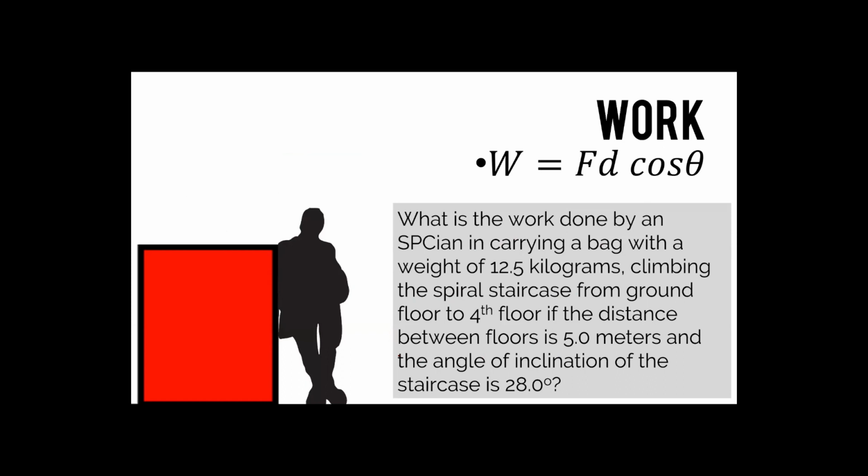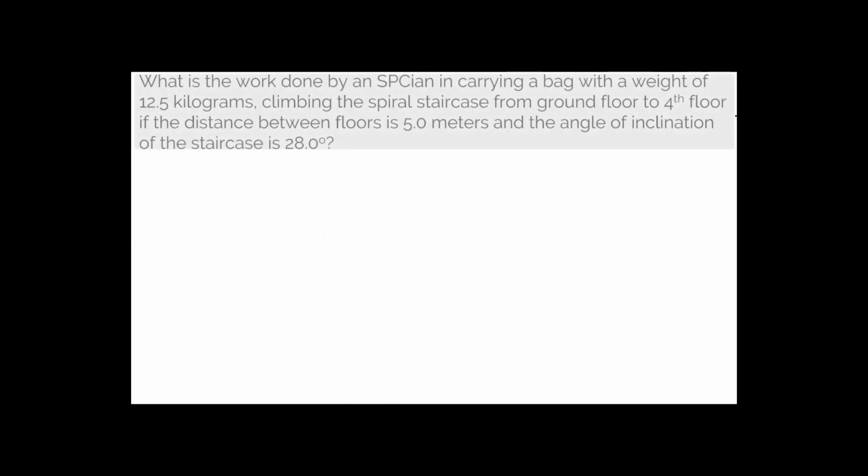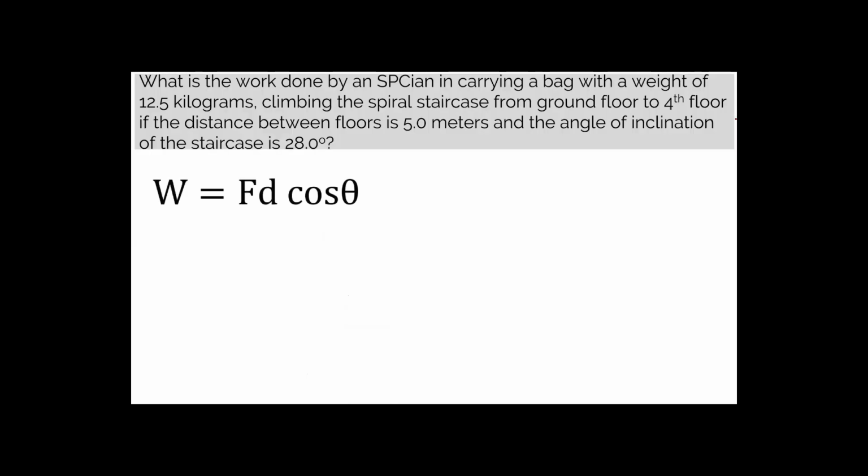If the distance between floors is 5.0 meters and the angle of inclination of the staircase is 28.0 degrees. So this time, the same student, the same object, but a different situation. This time, the student is climbing the spiral staircase from the ground floor to the fourth floor. So using the equation of work, work is equal to force times distance times cosine theta.